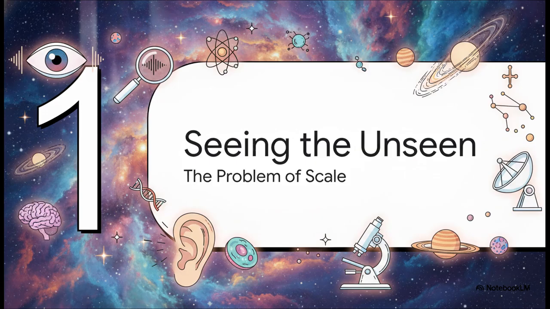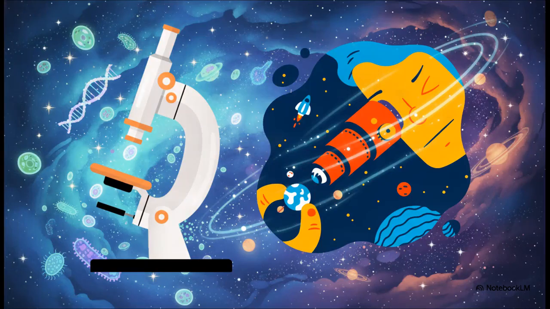All right, jumping right in with Section 1, Seeing the Unseen and the Problem of Scale. The sheer, mind-boggling scale of reality is our very first challenge. We are completely bound by our human senses, and the universe, well, it definitely doesn't cater to those physical limits.